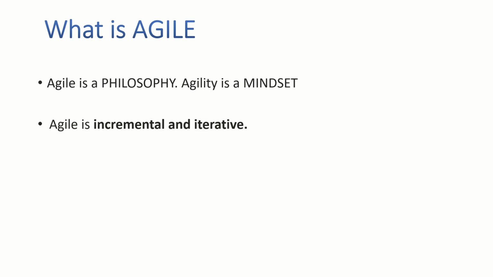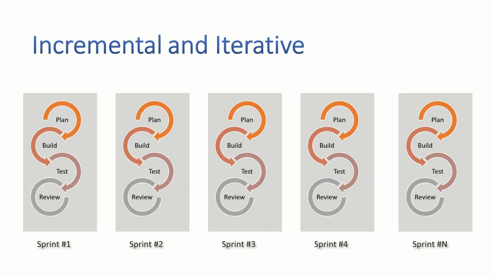Agile is incremental and iterative. So, what do we mean by incremental and iterative? If you look at this particular picture, in sprint 1, the team has to plan, build, test, and review the software. In sprint 2, there are new features which are being added in the software and it has been delivered to the end customer for their testing. And in sprint 3, there will be more features which are added on what has been done in sprint 1 and sprint 2. So this is incremental.